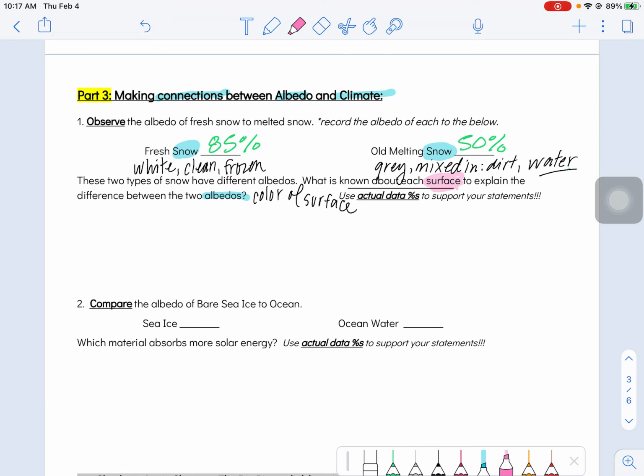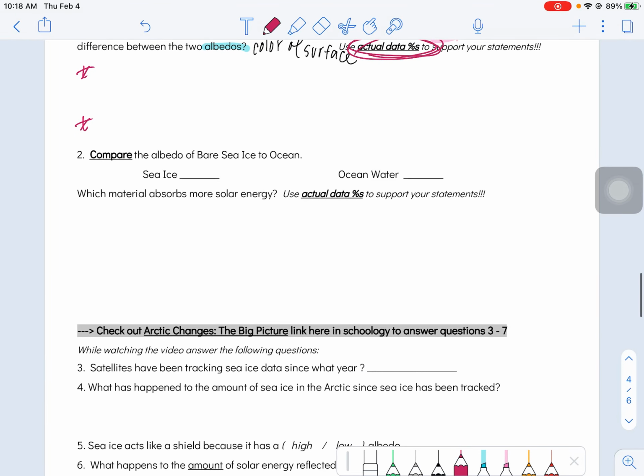So you've got a sentence or two that you're going to fill in here. Fresh snow has this albedo because, tell us why, and put the data in there. Same thing with old melting snow. Has this albedo, which is a little lower, because here's what we know. So make sure you get at least 2 sentences up in here, and you're including the data to support your statement. Number 2 here, again, a comparison.